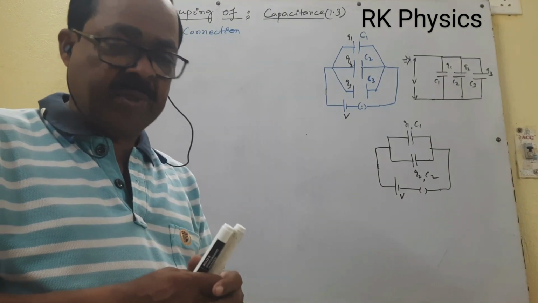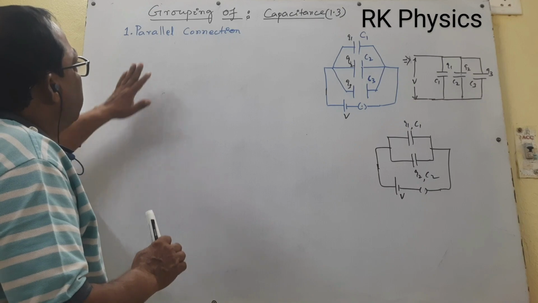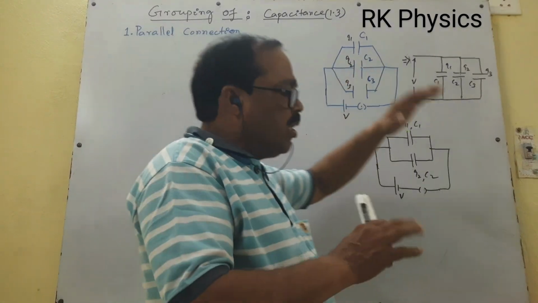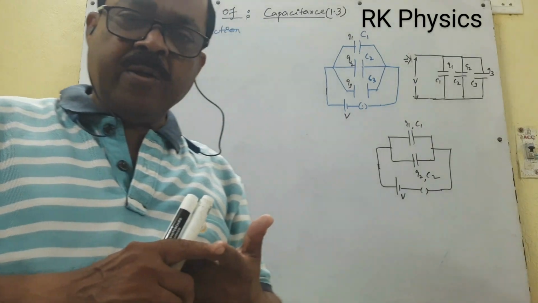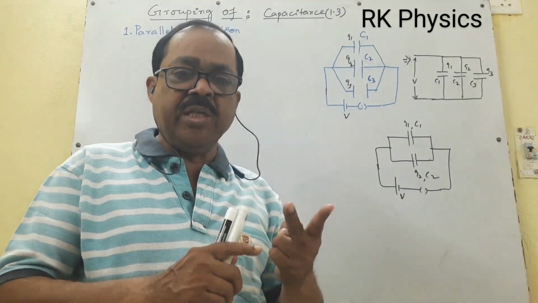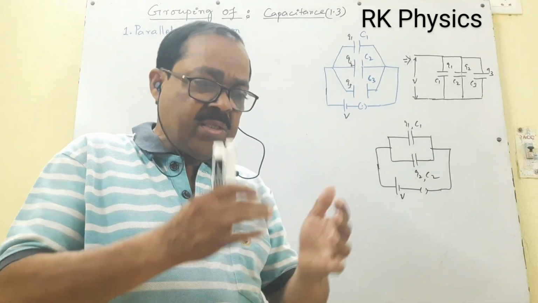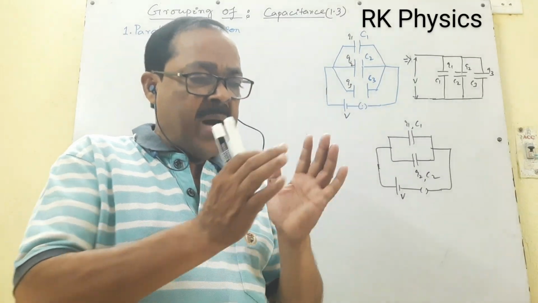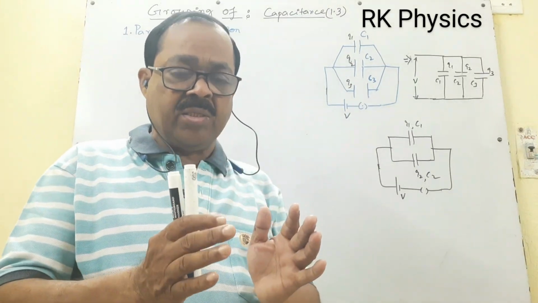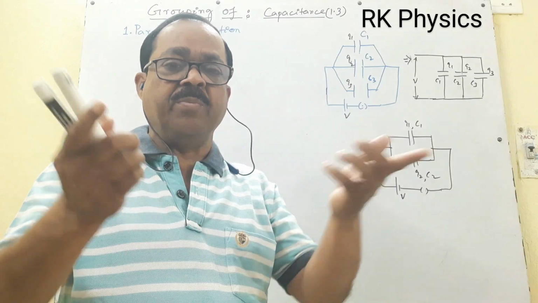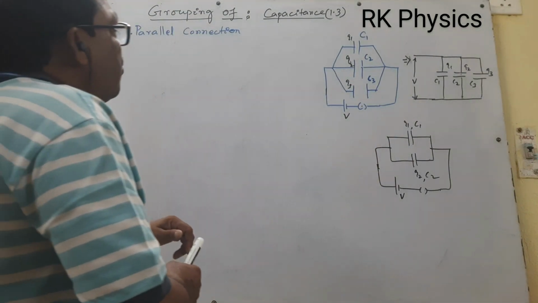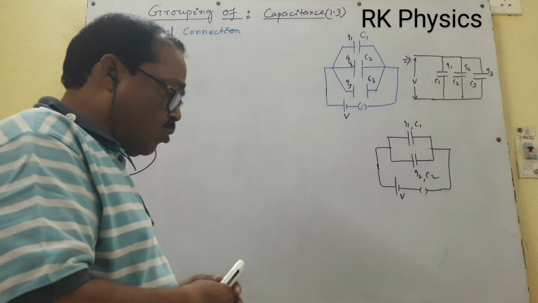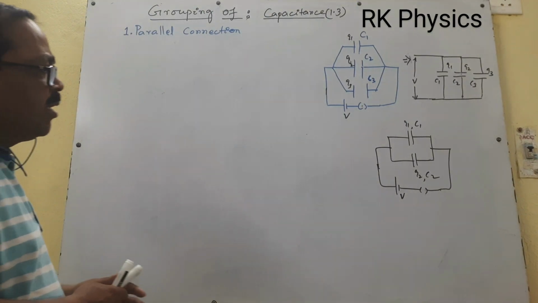This is done experimentally. Now, grouping is in general of two types. First is parallel grouping and the second one is series grouping. And in some circuits, partly parallel and partly series, you can assume it as a mixed grouping. But in this video, we will discuss some properties of parallel grouping.